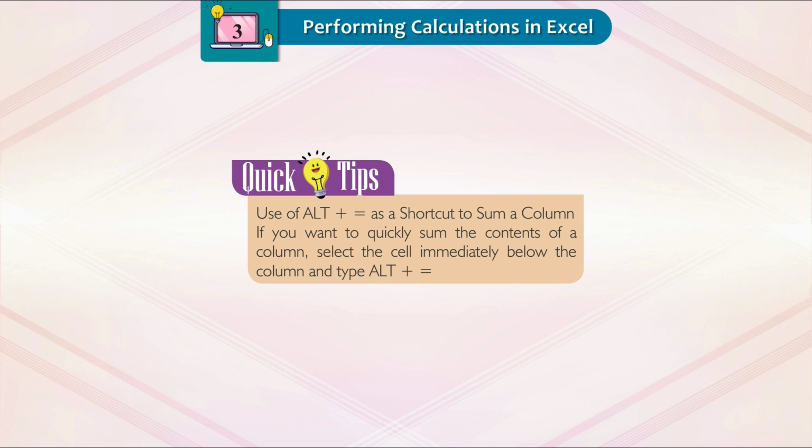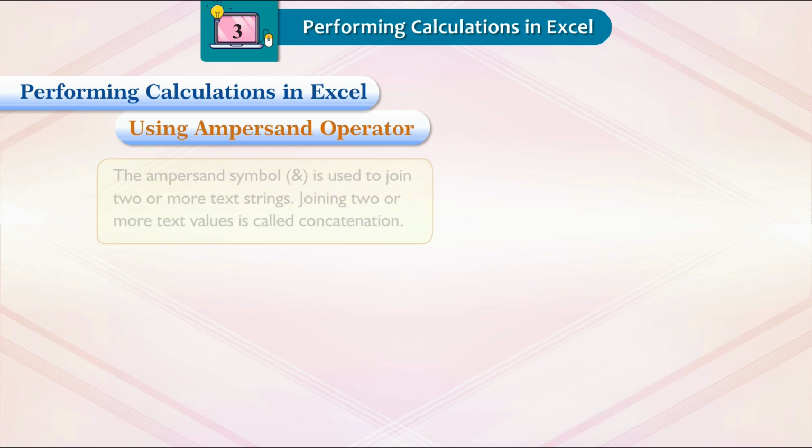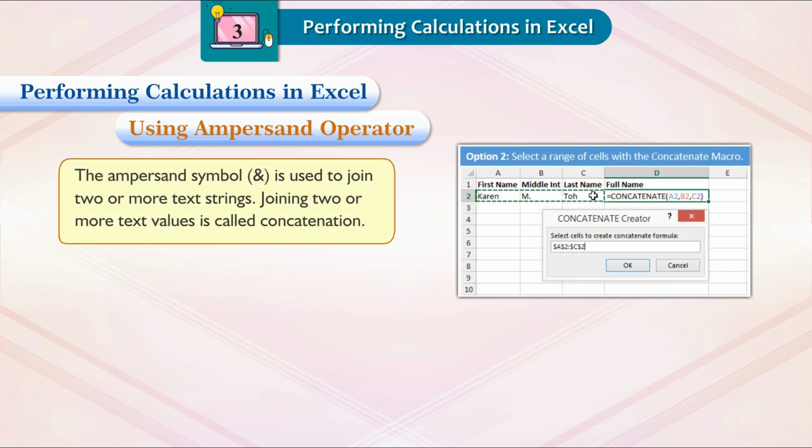If you want to quickly sum the contents of a column, select the cell immediately below the column and type Alt plus equals. Using the ampersand operator: the ampersand symbol is used to join two or more text strings. Joining two or more text values is called concatenation.